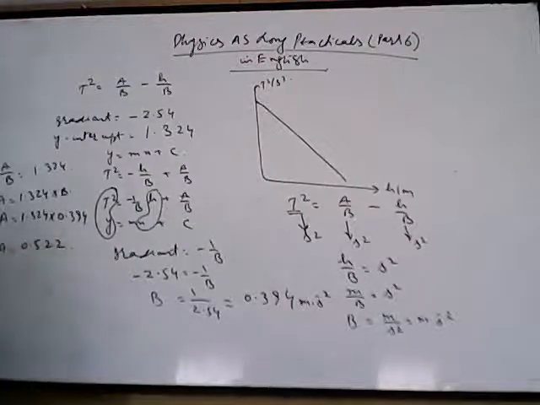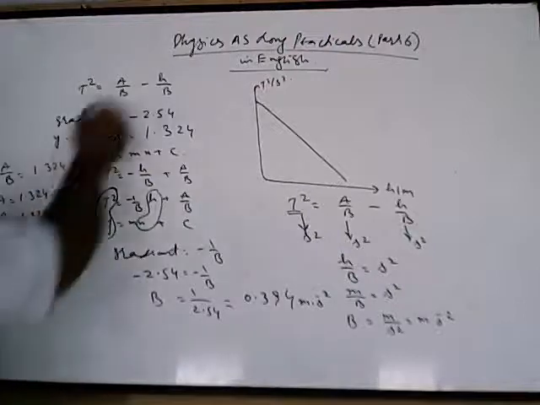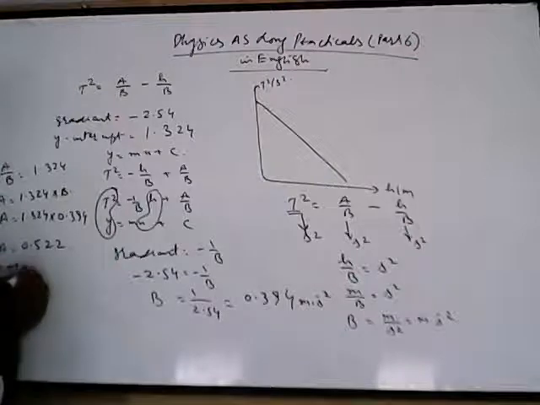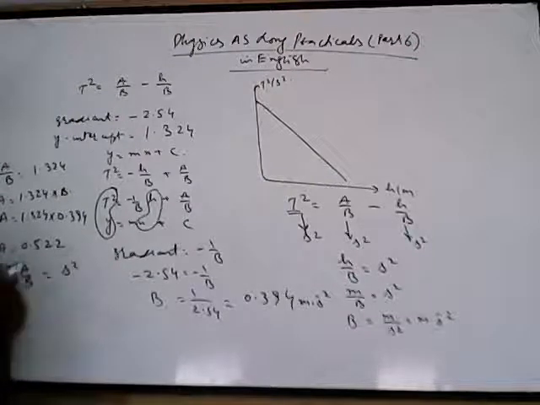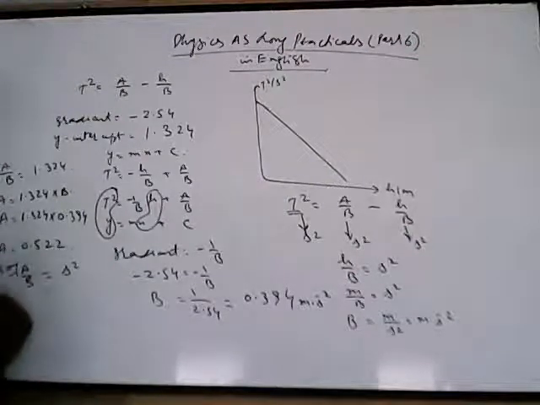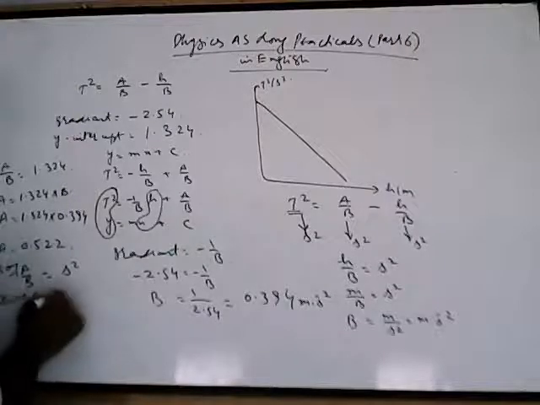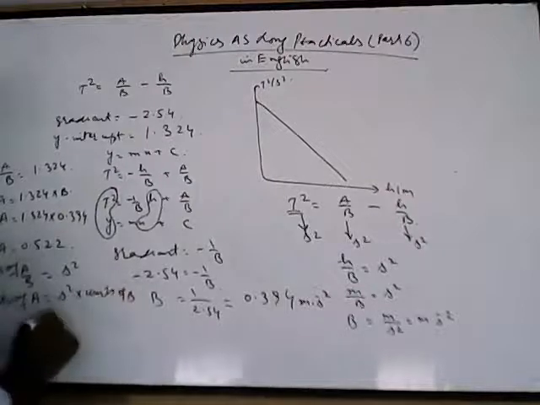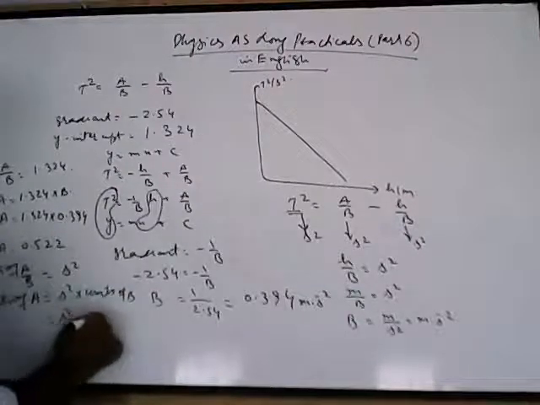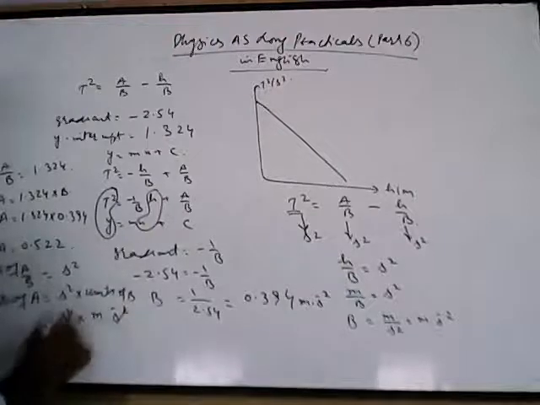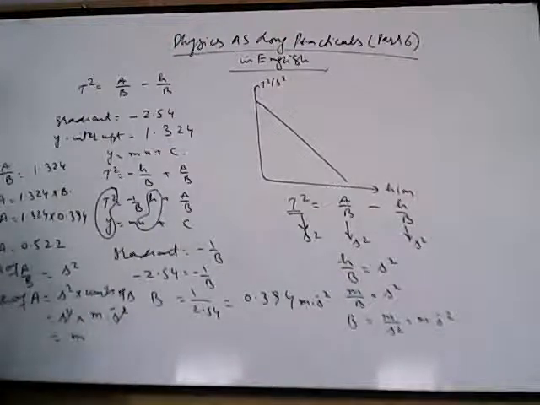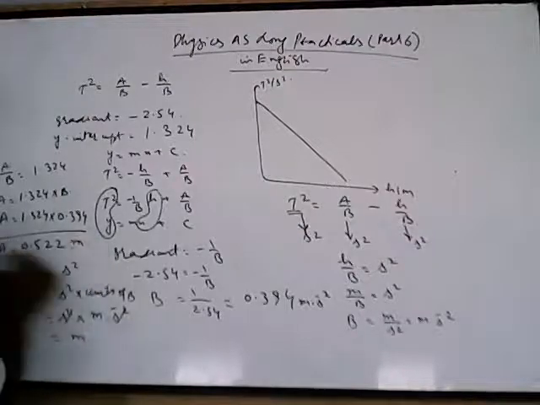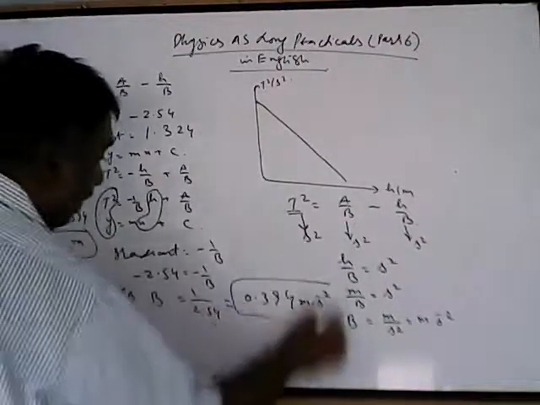0.522. What should be the units? Now I have seen that units of a upon b must be seconds square. I have to find the units of a. So units of a will be s square into units of b. So this s square, units of b is m s power minus 2. This cancels out. So units of a are meters. So I will write 0.522 meters in this way. So these are the values, but the units are a must.